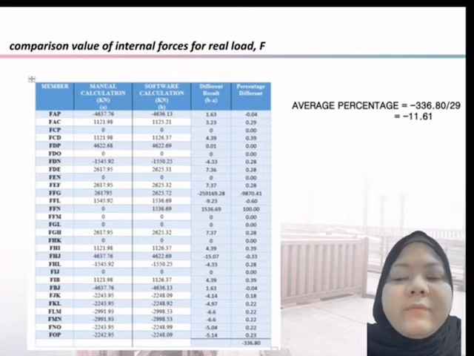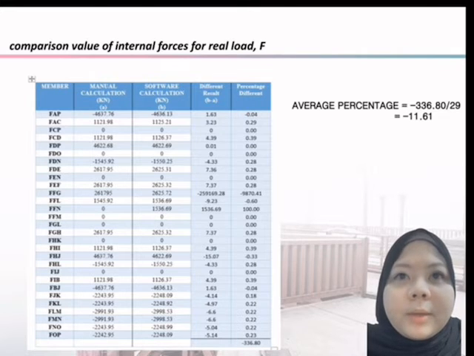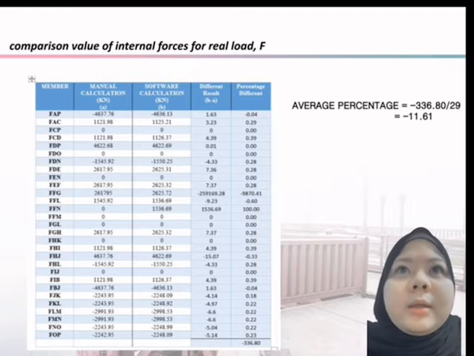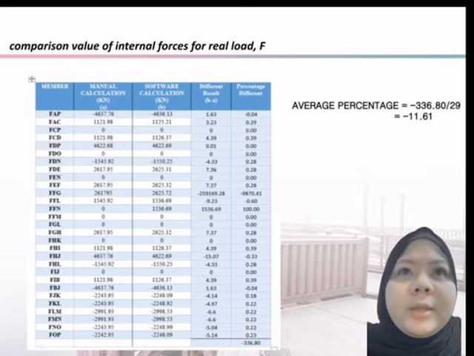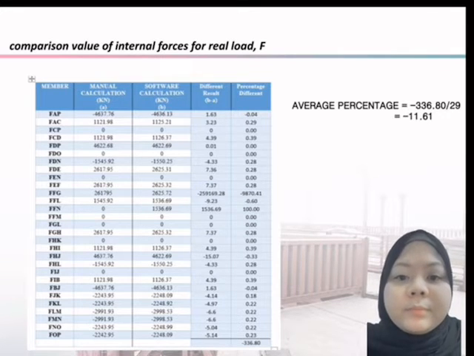After we get the difference, we must find the percentage difference. After that, we must calculate the average percentage by the total of percentage difference, which is negative 336.80, divided by the total of members, which is 29, so we get negative 11.61.